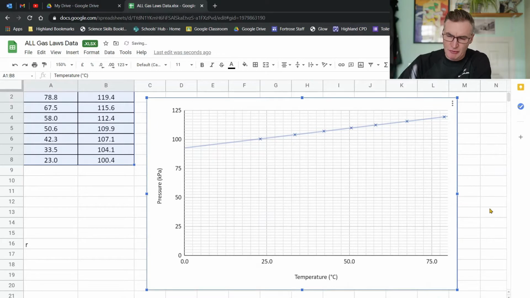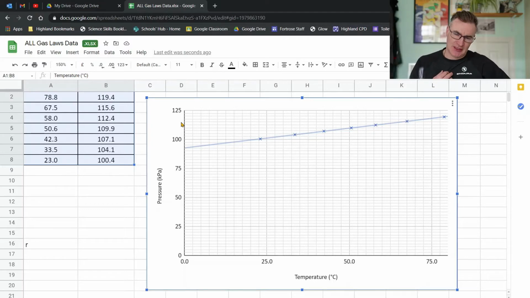Okay, remember what we're trying to do. We're trying to find some mathematical relationship between pressure and temperature. And looking at this, well, we have a nice straight line of a trend line. And so there is a relationship here. It's a proportional relationship. We can see that as temperature increases, pressure also increases.